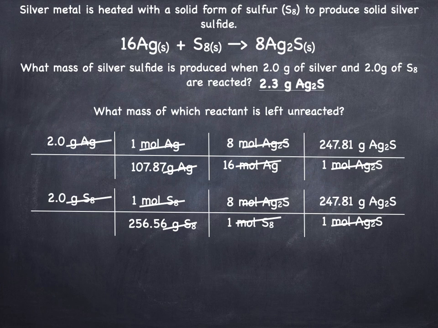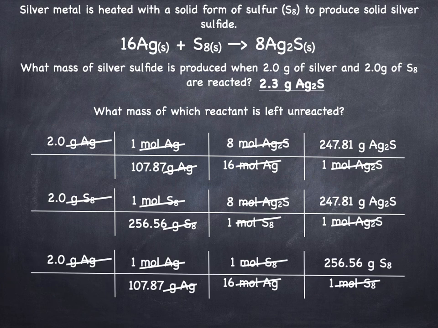Let's look at our next calculation, which is what mass of which reactant is left unreacted. So we know that silver is the limiting reagent, so it's going to get completely used up, and there's going to be some sulfur left over. So we're going to do a calculation from silver to sulfur, grams to moles to moles to grams. And there's the setup there.